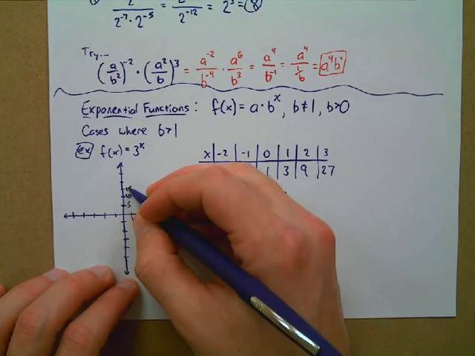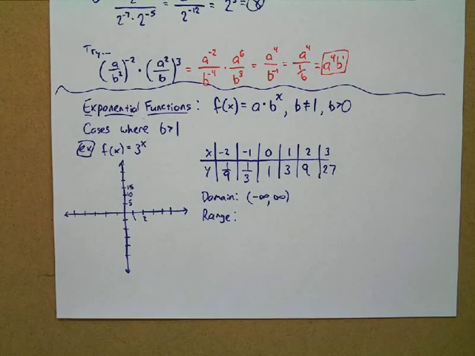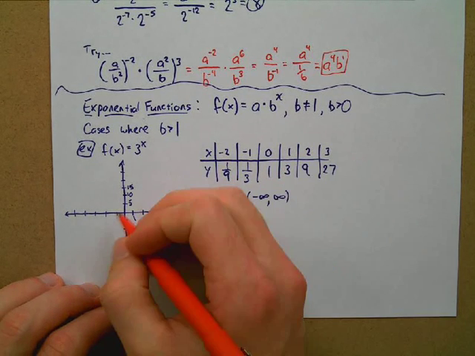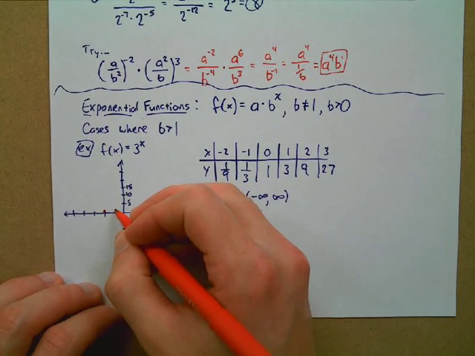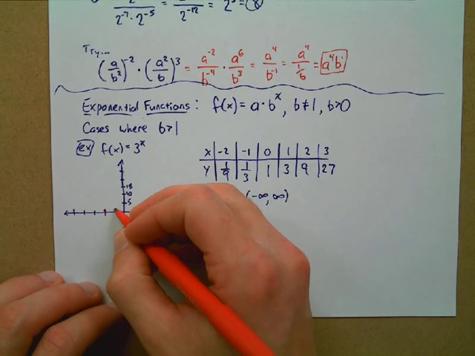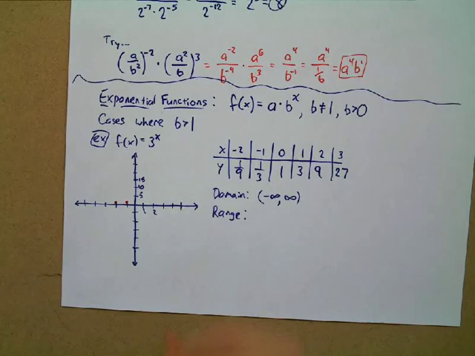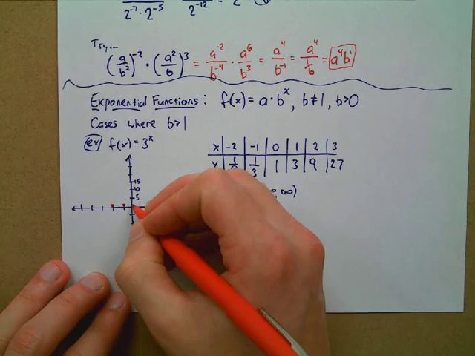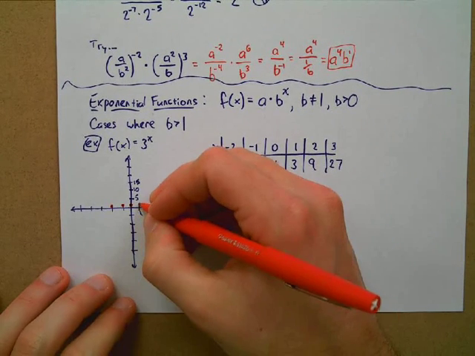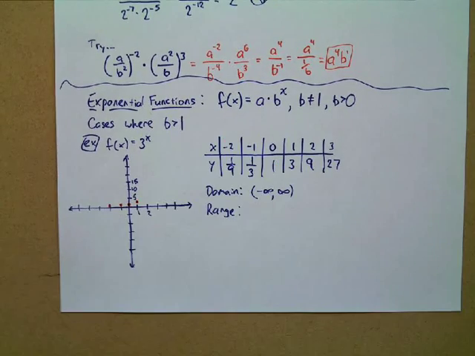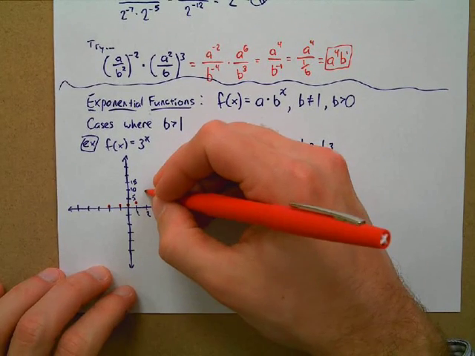And so we'll just plot the points. Negative 2, 1/9. I'm going to get a little creative here and say the 1/9 is right there. And then 1/3 at negative 1, just slightly above that, but not much. And then 0, 1, slightly above that one. Then 1, 3. Okay, that's a little bit better. Now we're seeing some movement here. And then 2, 9, just below the 10. And then 3, 27. So 5, 10, 15, 20, 25, 27, we'll say right there. All right, so there are my points.